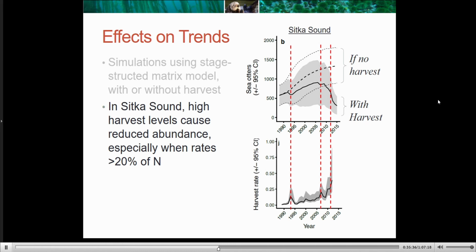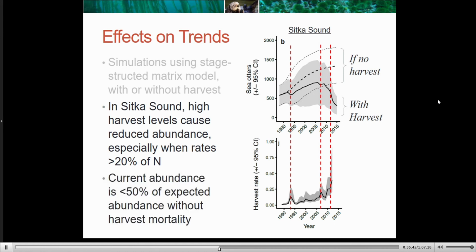So basically you can see that these high harvest levels do cause reduced abundance, especially when those rates exceed about 20% of local population abundance. And the current abundance now in Sitka Sound is less than it was about 10 or 15 years ago. It's also considerably less than what we would expect had there been no harvest. It's about a 50% or more reduction in abundance overall in Sitka Sound.